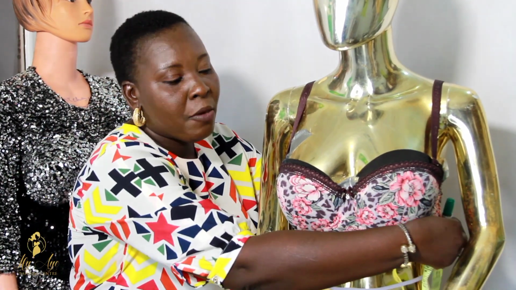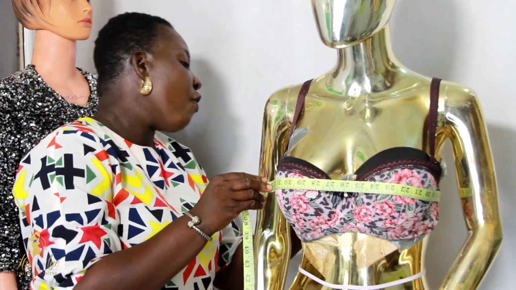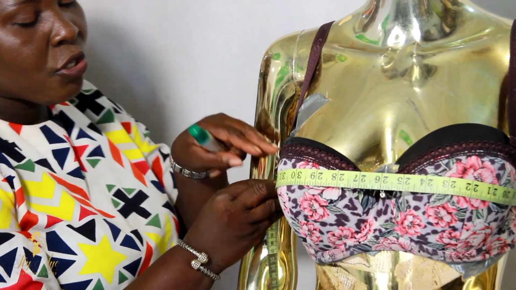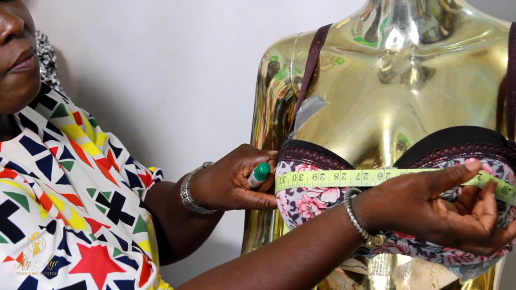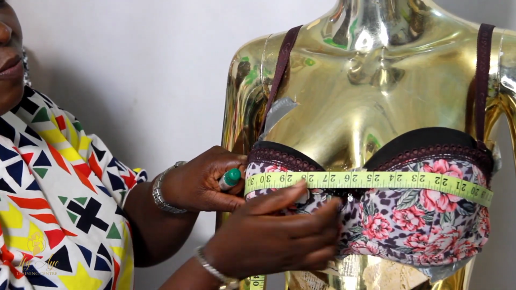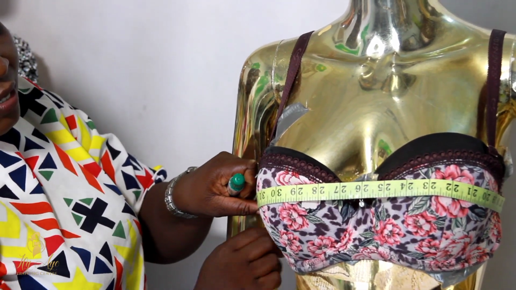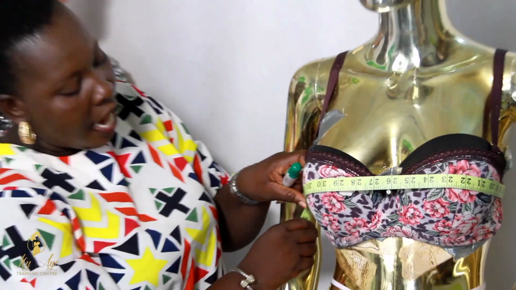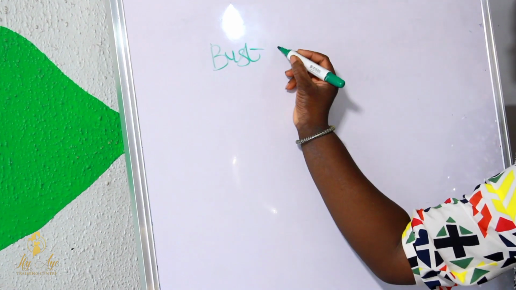We take the bust measurement this way. I'm able to see the back of my client to know that it's balanced, and also see the front of my client. And mind you, while taking your bust circumference, the tape must go through the biggest part of the breast. So this is our bust measurement, and our bust measurement is 35.5.